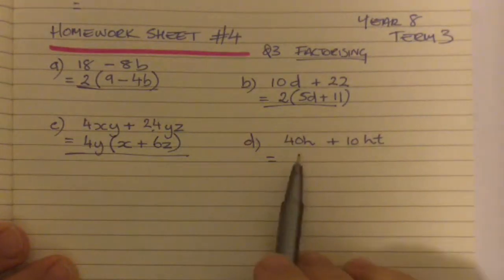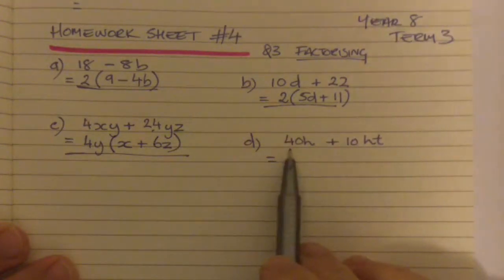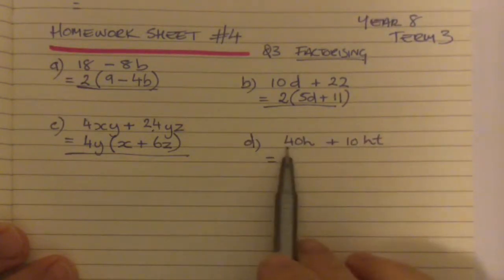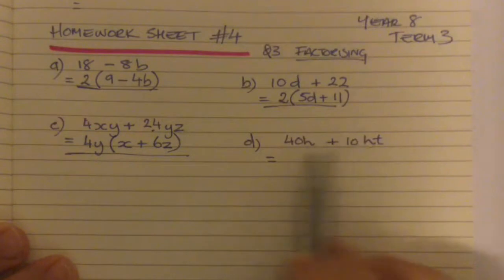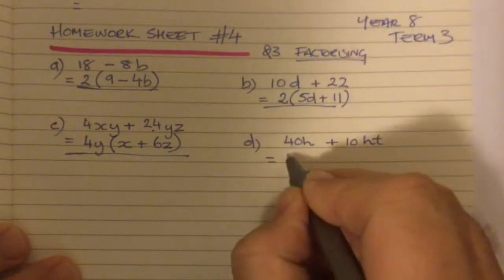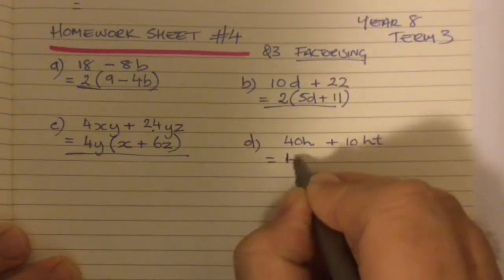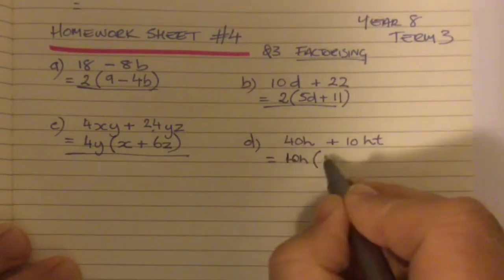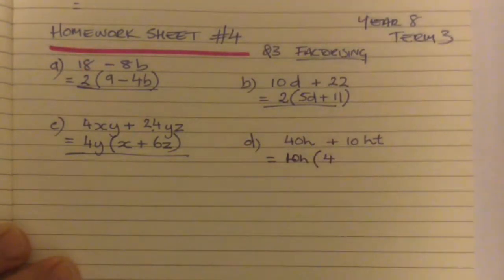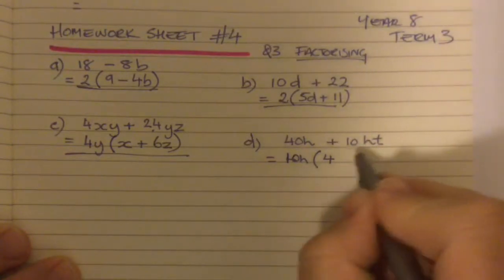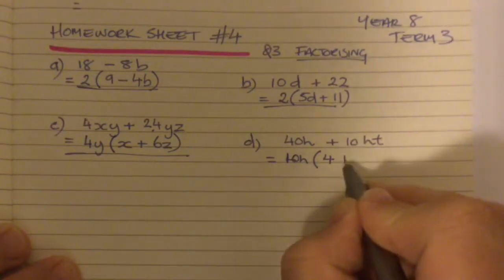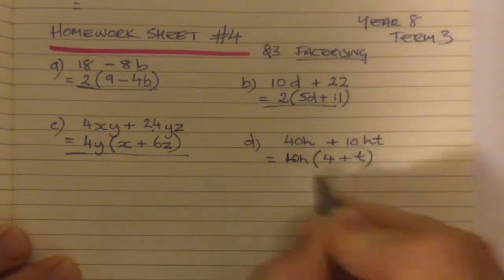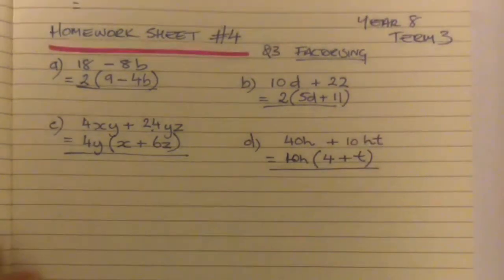The last one here, very similar. We've got 40h, so we're going to have 10 as the highest common factor, as well as h. So because we're taking 10h out of this first one, we divide that by 10h and we're left with just 4. There's no pronumeral now. And if we divide 10h in here, the 10 and the h go away, we're just left with the t. And there's our final answer.